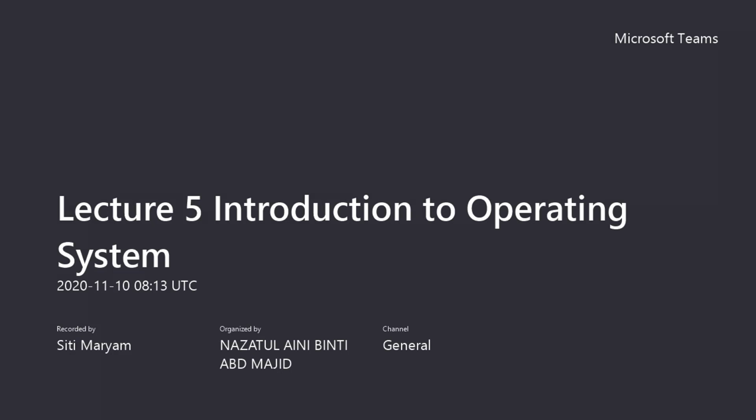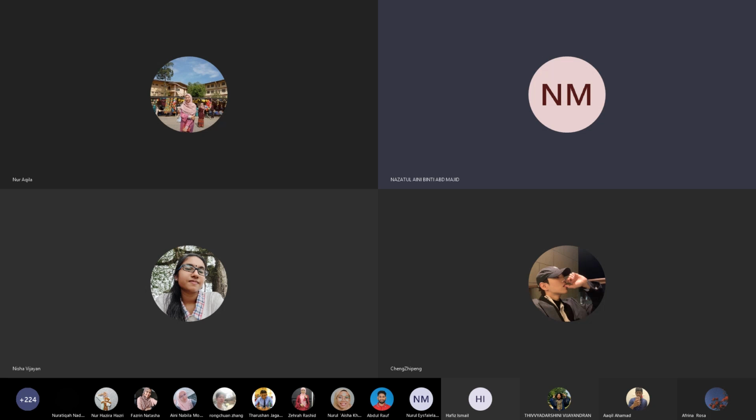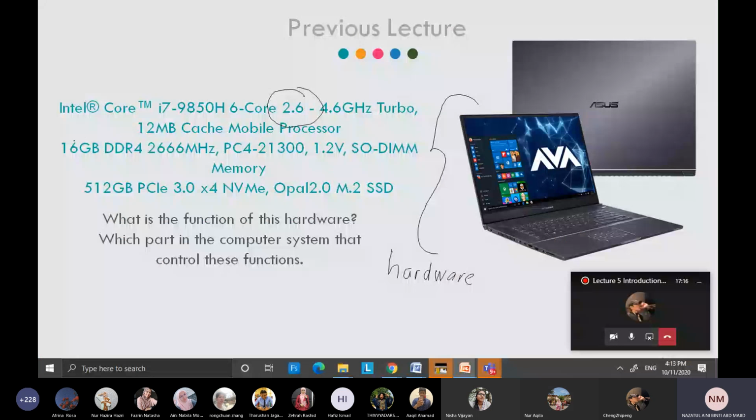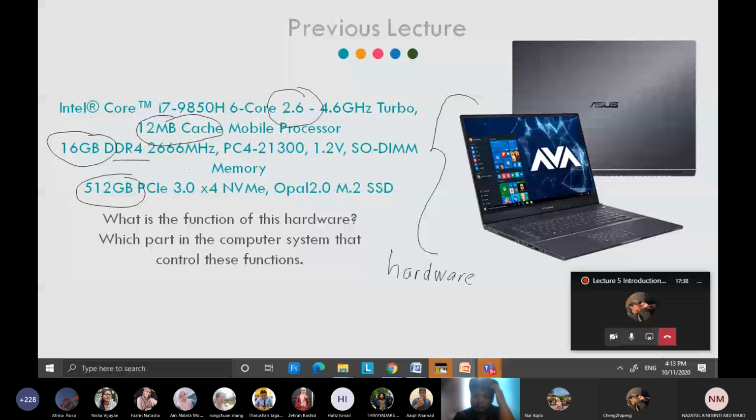Look at the clock speed. For example, for this computer, 2.6 gigahertz for clock speed, and for the RAM, 16 gigabyte DDR4. We also have here 12 megabyte of cache, and for the storage we have 512 gigabyte for the SSD. Okay, so this is the spec, the hardware.